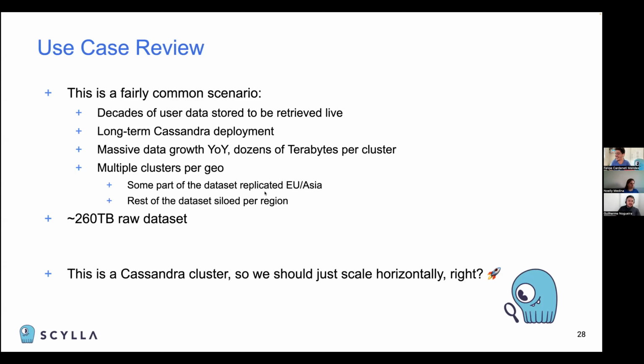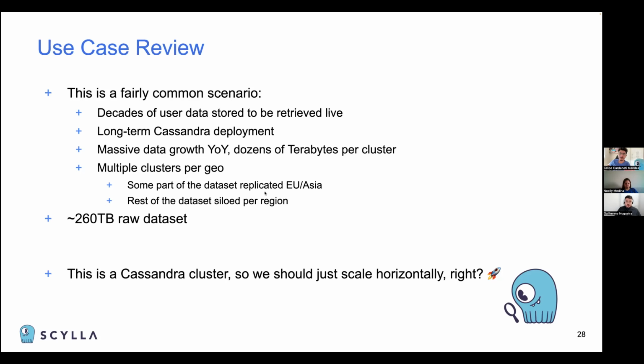So I'm going to review a fairly common scenario as a use case. This use case had several decades of user data being stored, and they needed to be retrieved live with a very fast response time. So they needed a live database for it all. It was a long-term Cassandra deployment, running for a couple of years. It had massive data growth year on year and dozens of terabytes per cluster. So it's just a very naturally increasing and growing use case, growing in both data and operations.